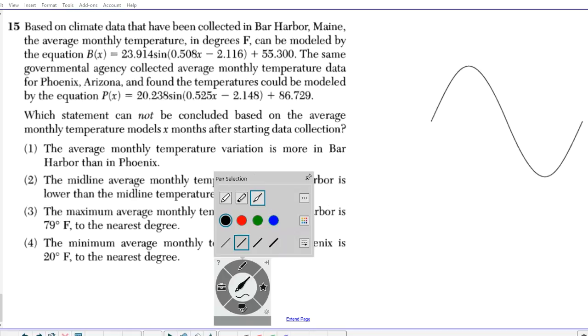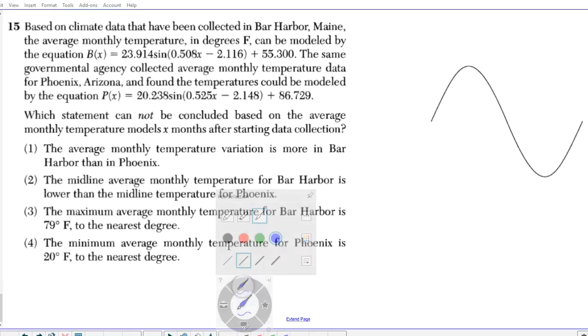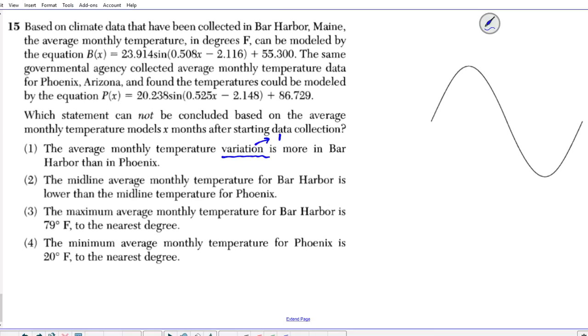4 keywords that you want to familiarize yourself with. I will give you a visual representation of these keywords, and then we'll apply it to the problem. Okay, so first thing you want to note is the variation of the temperature. This is just a fancy word for the range. What is the vertical span of the graph? That's what the temperature variation is, basically from the lows to the highs. Okay, so that's what that's asking for.